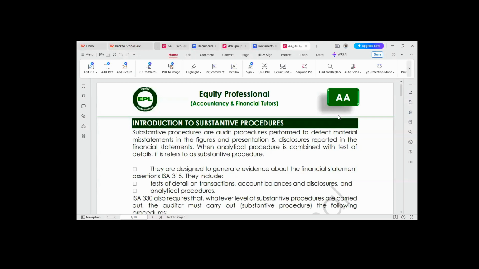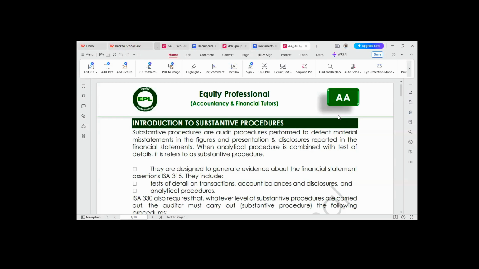So substantive procedure is the makeup of two things. Two things make up the substantive procedure, and they are the test of detailed transaction and analytical review procedures. Okay, so now we don't just perform the two tests, rather we perform three tests. You perform the test of control, you perform test of detailed transaction, and if you are not satisfied, you go on to perform substantive procedure.